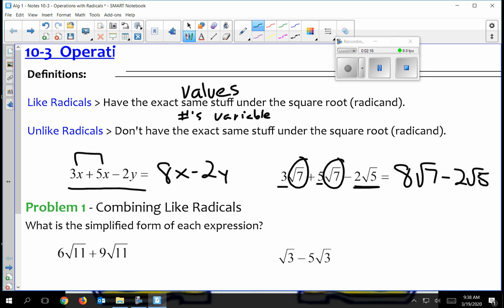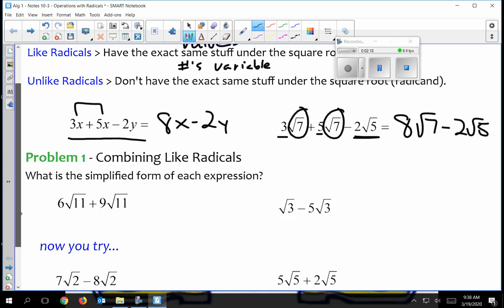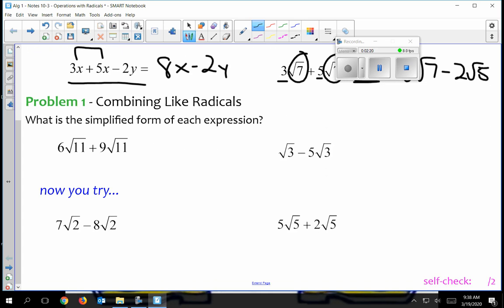Okay? So we'll do these two together, and then I'll let you do the bottom two on your own. The radical is the same. That's the first thing I want to look at. Are they the same? Yes, they are. I can add then the coefficients, so I get 15 square root of 11, and that's where I want to leave it. We're not going to stick the square root of 11 in our calculators and multiply it by 15. We'll just leave it like that.